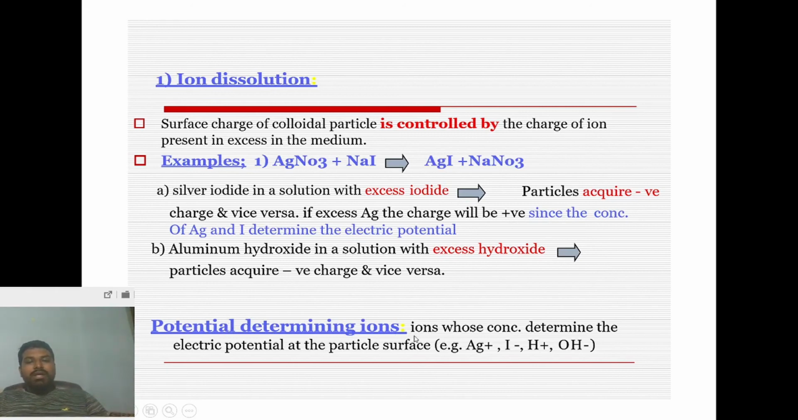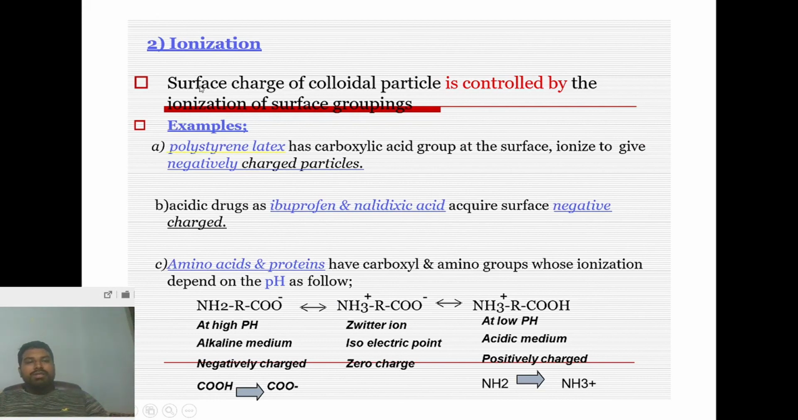Potential determining ions are ions whose concentration determines the electric potential at the particle surface. These are the examples of potential determining ions. Now the ionization step: the surface charge of colloidal particles is controlled by the ionization of surface groups. Example, polystyrene latex has carboxylic acid groups on the surface, which ionize to give negatively charged particles.